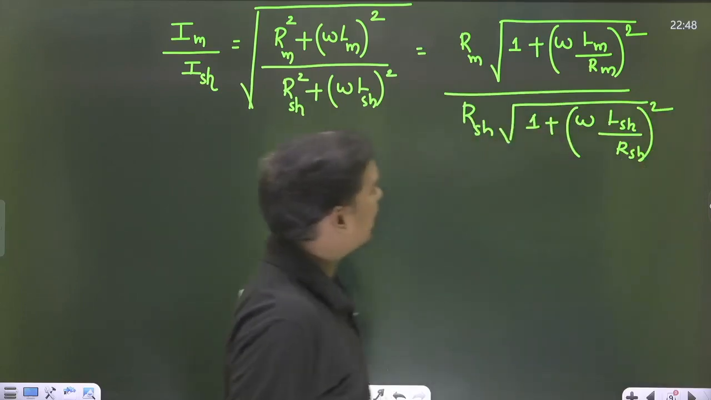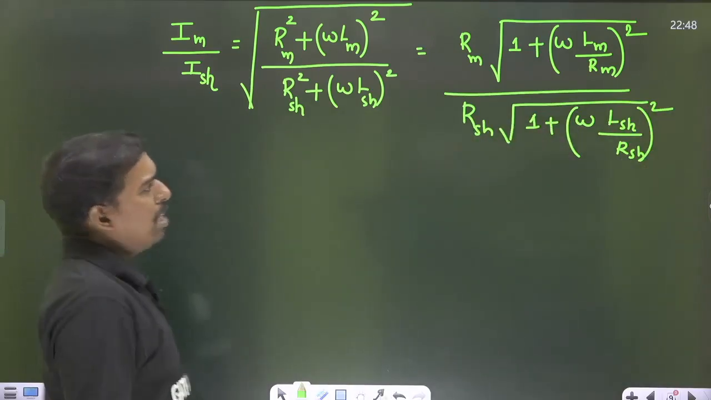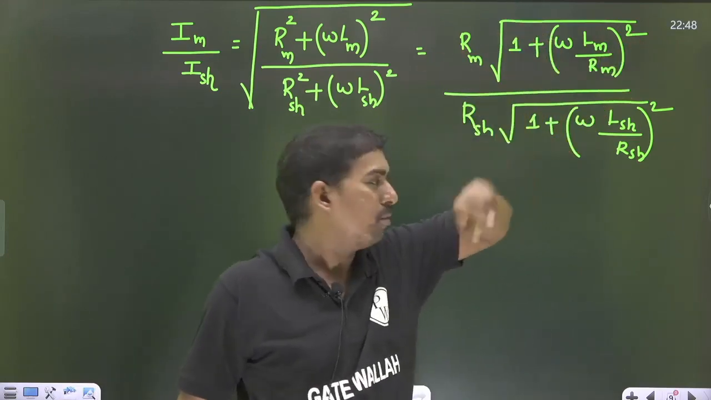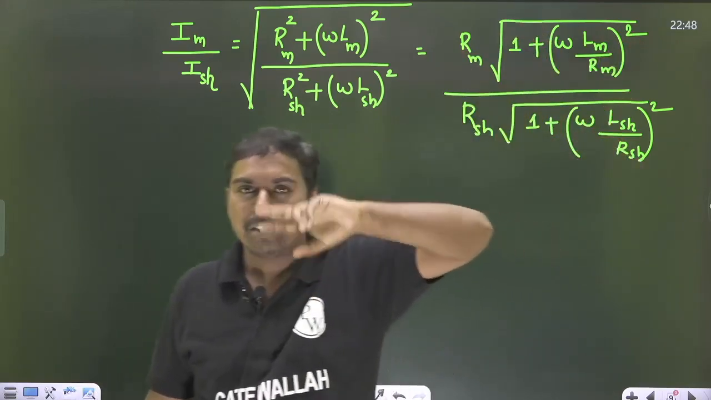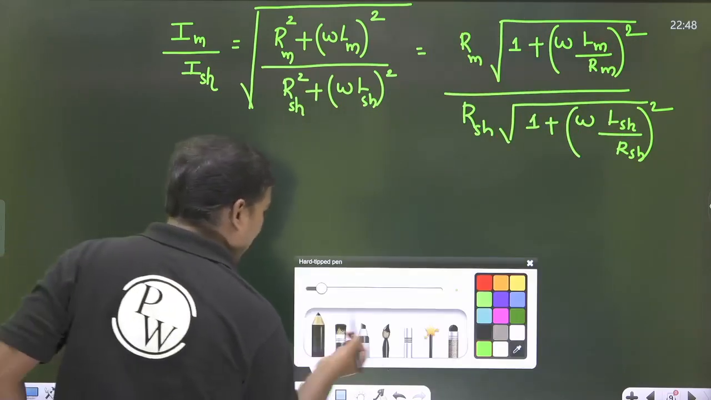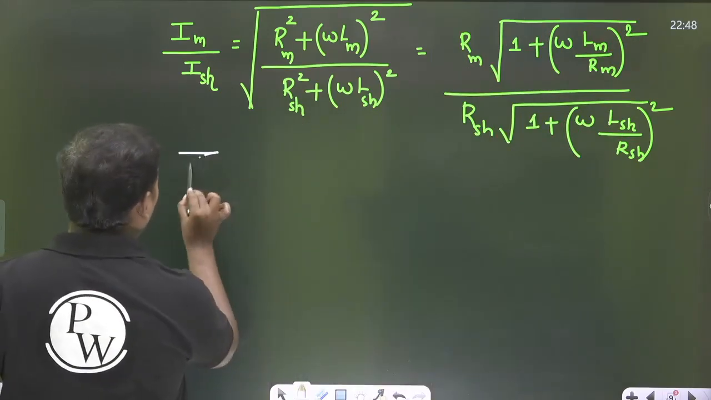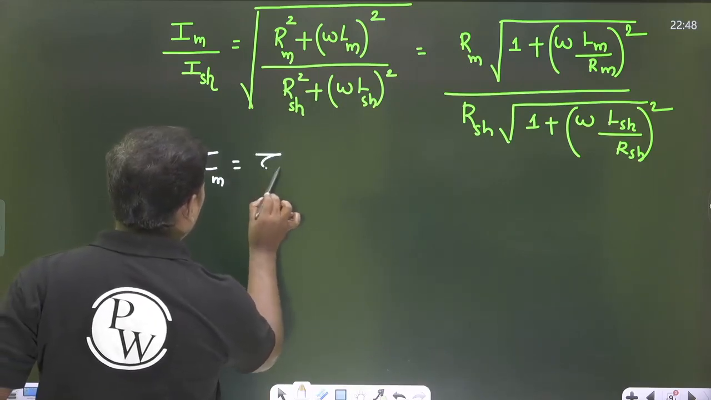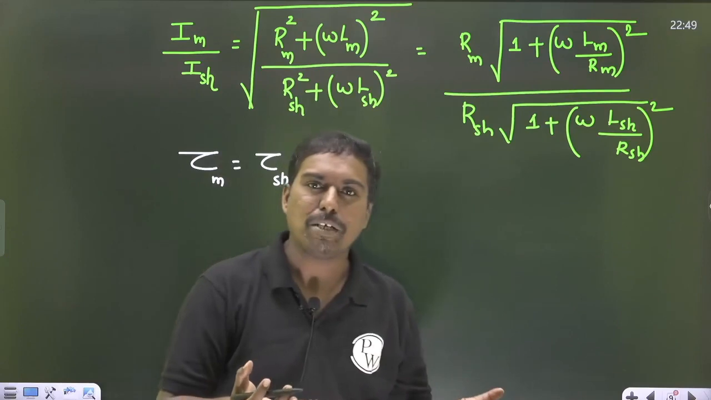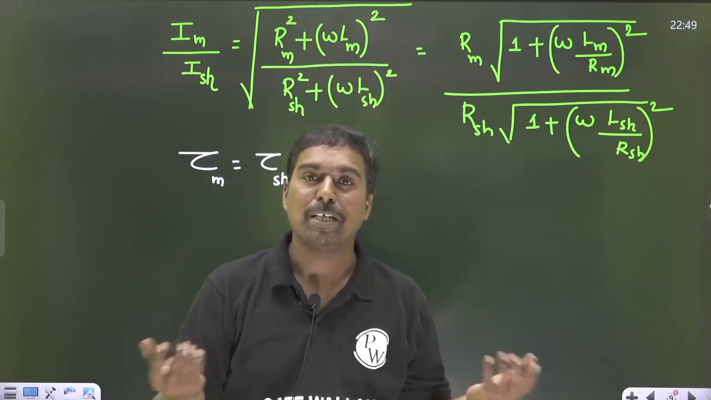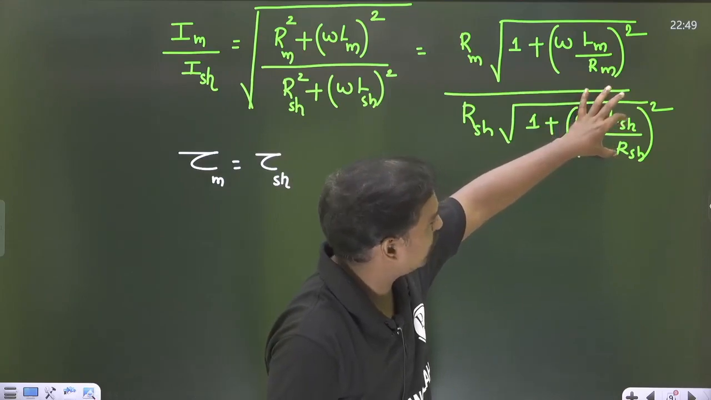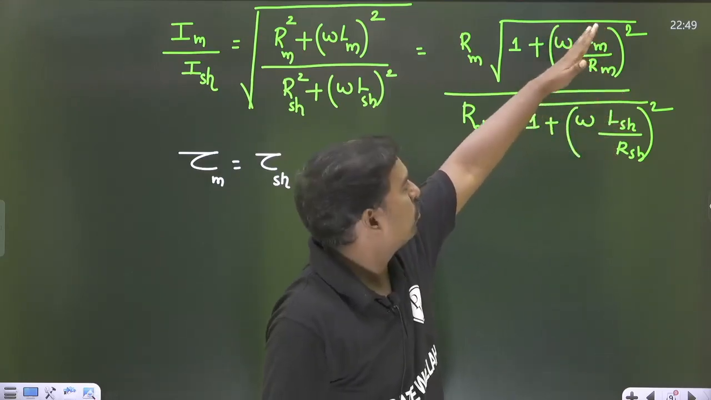So now if you see, what is this LM by RM? That is the time constant of the meter coil. What is LSH by RSH? That is the time constant of the shunt coil. So if I am choosing such a way that the time constant of the meter and the time constant of the shunt are the same, what happens? That meter is now independent of any frequency. Why? Because if I am choosing the time constant of shunt and time constant of meter as the same, this term gets cancelled.